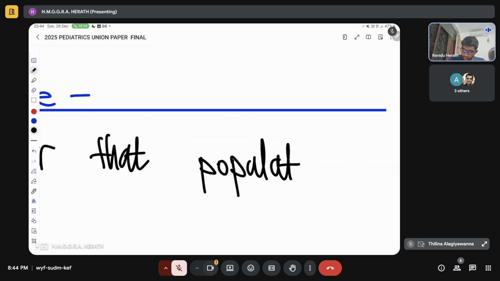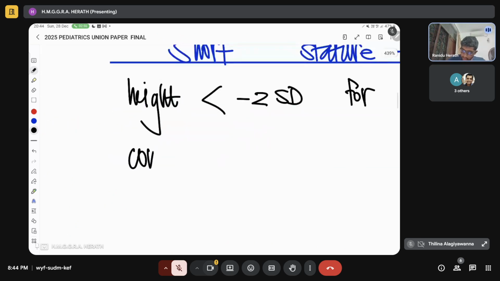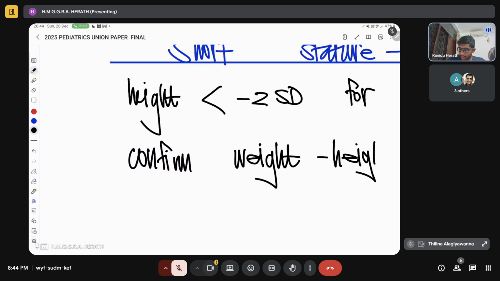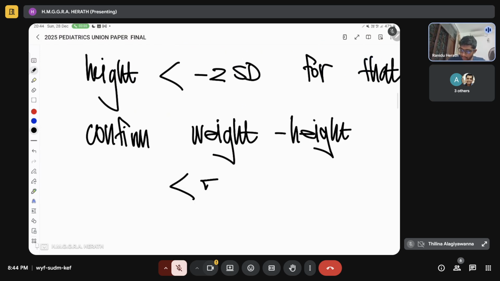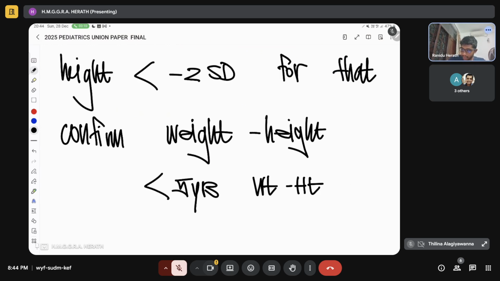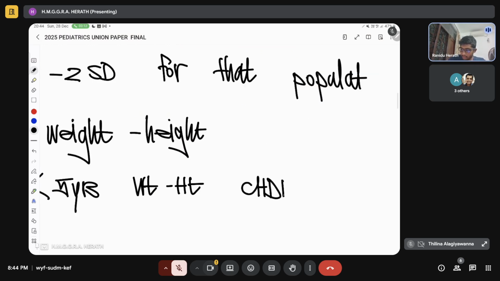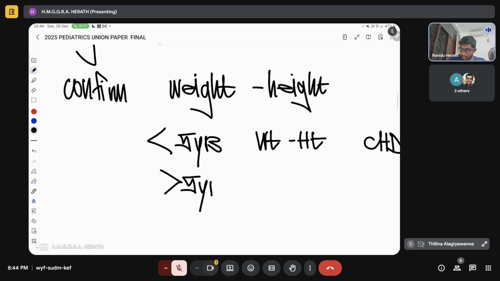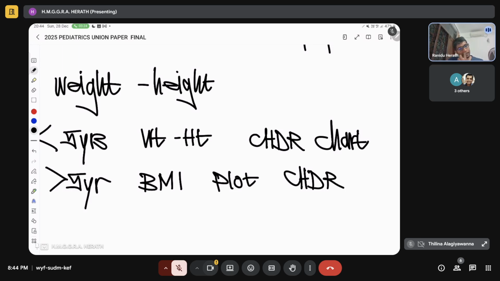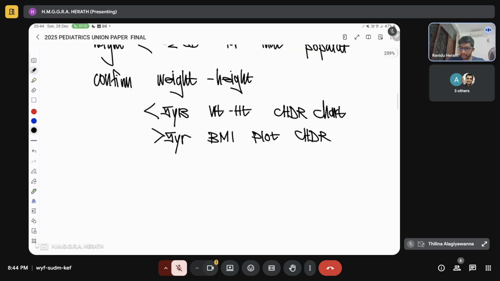So first thing you need to do is confirm the weight and height of the child, right? You do it by measuring the weight and the height, and then if it is a child less than 5 years, you have to check the weight for height and plot it in the CHDR chart. Or if the child is more than 5 years old, you need to check the BMI of the child, and then plot it in the CHDR and check whether this child is obese or malnourished or thin, whatever, right?